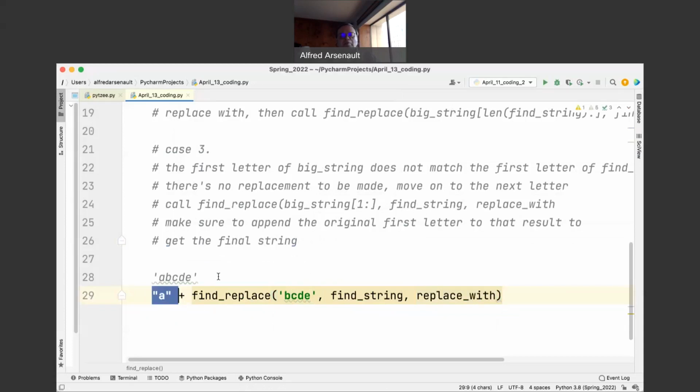Okay, so that's what I mean in both cases 2 and 3, where I said either replace or make a recursive call and make sure you concatenate, you prepend the letter or letters that you dropped. So that's a hint on problem 3 on the recursive homework 6.